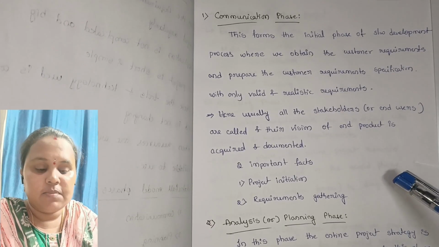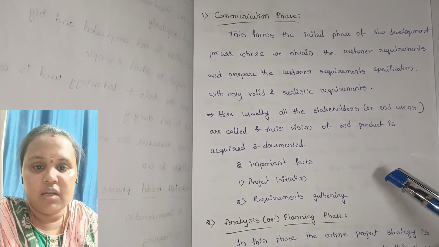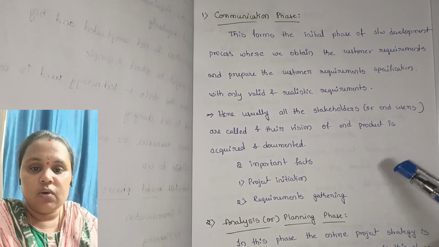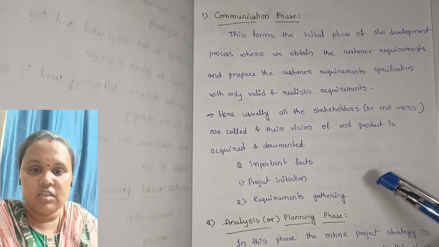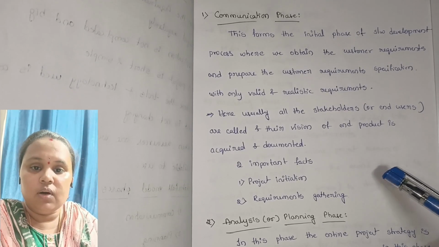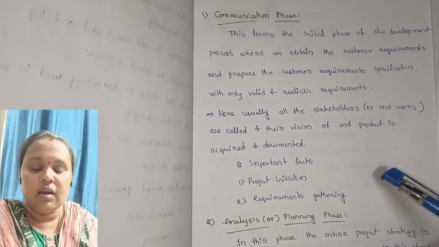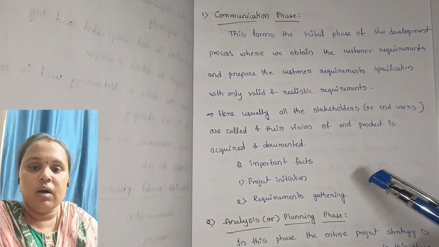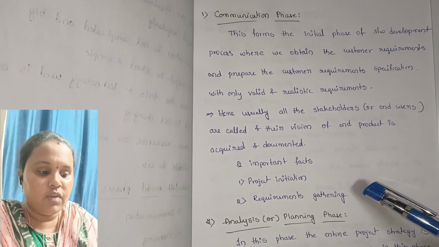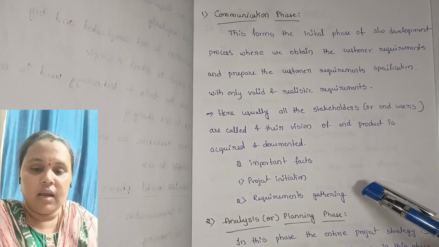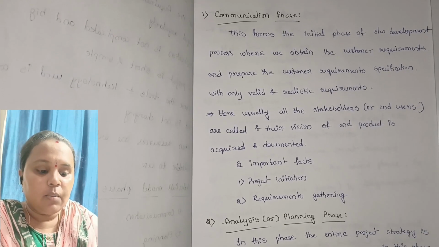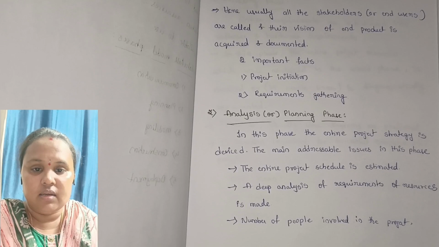Now we'll see the detailed description of all the 5 phases. Coming to the communication phase, here we consider the communication between the developer and the end user. The developer should consider all the customer requirements and prepare a customer requirement specification. The involvement of the stakeholders would be there. Stakeholders are the people who are involved in the particular software project. Their view or vision of the product can be acquired and documented. And the 2 important areas, as I said earlier, are project initiation and requirements gathering.